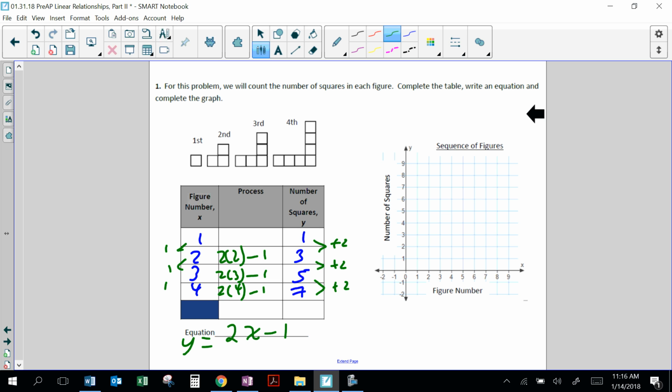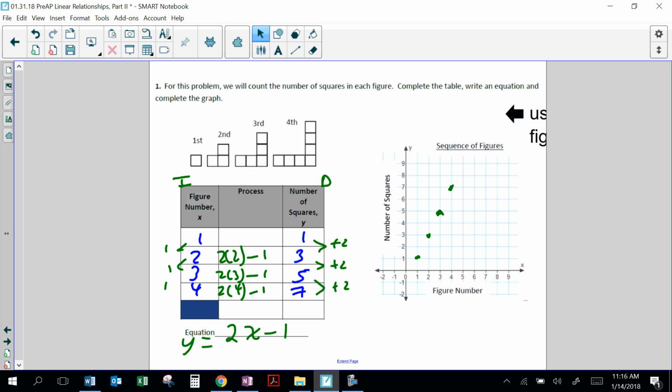So let's graph this. Figure number 1, 1 square. Figure number 2, 3 squares. Figure number 3, 5 squares. Figure number 4, 7 squares. So in here, which one is the dependent and which is the independent? The dependent would be the number of squares. It depends on which figure number you're looking at. So the dependent would be number of squares. Independent would be that one.